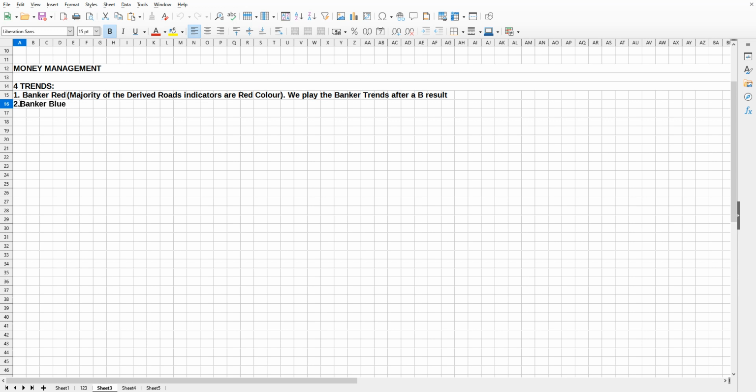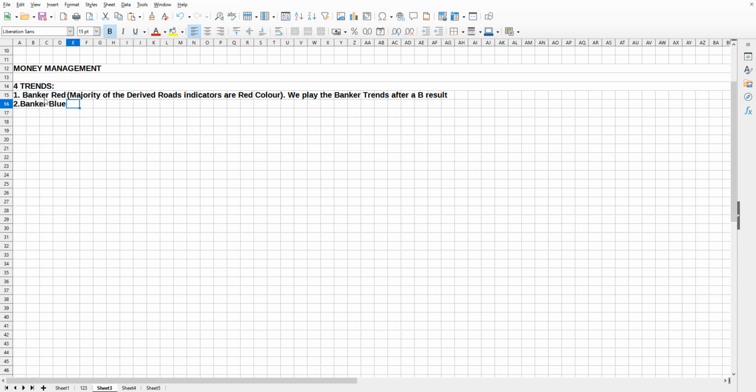So we can have a player streak trend, a player chop trend, a banker streak trend, and a banker chop trend. It's the same like here. So we have a banker red. It's now related to the derived roads: after the banker result, the red color indicators, the majority of them, win more often, but only after the banker result. That's why it's the banker red trend.